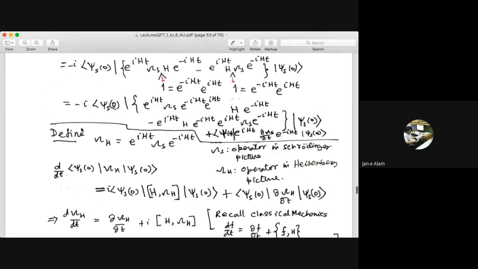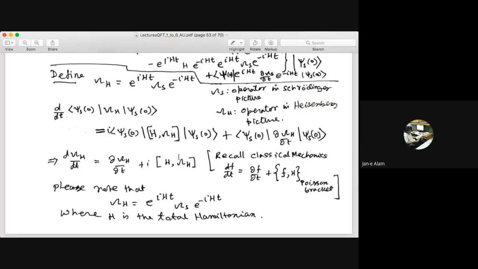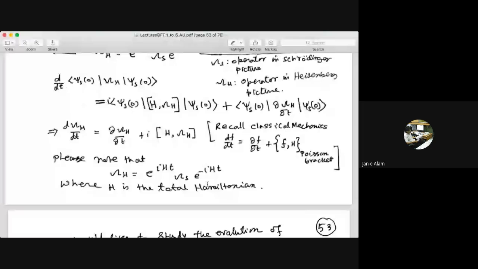And omega H, this definition automatically comes from here: omega H is the operator in the Schrödinger picture, evolved with these two time evolution operators, e to the iHt and e to the minus iHt, the generators of the time translation. So this omega H we got. This is the Heisenberg equation, which tells you how an operator will evolve with time.